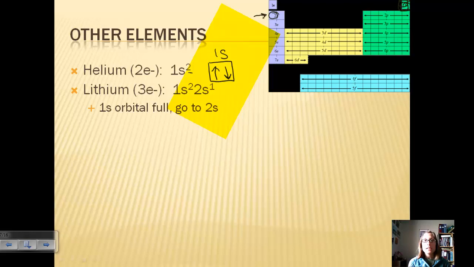Let's look at the next element, which would be lithium. Lithium would be located right here. We're going to start from the top. We have filled up the 1s, so now we're at 2s. So we have 1s2 because we filled it up, and then we go to the next sublevel, which is 2s1. If you count all of these superscripts, you should get the total number of electrons, which in this case is 3. If we draw the orbital diagram, remember I want a box for every orbital. So 1s, and it's full, and then 2s, and since there's 1 electron, I draw 1 arrow.